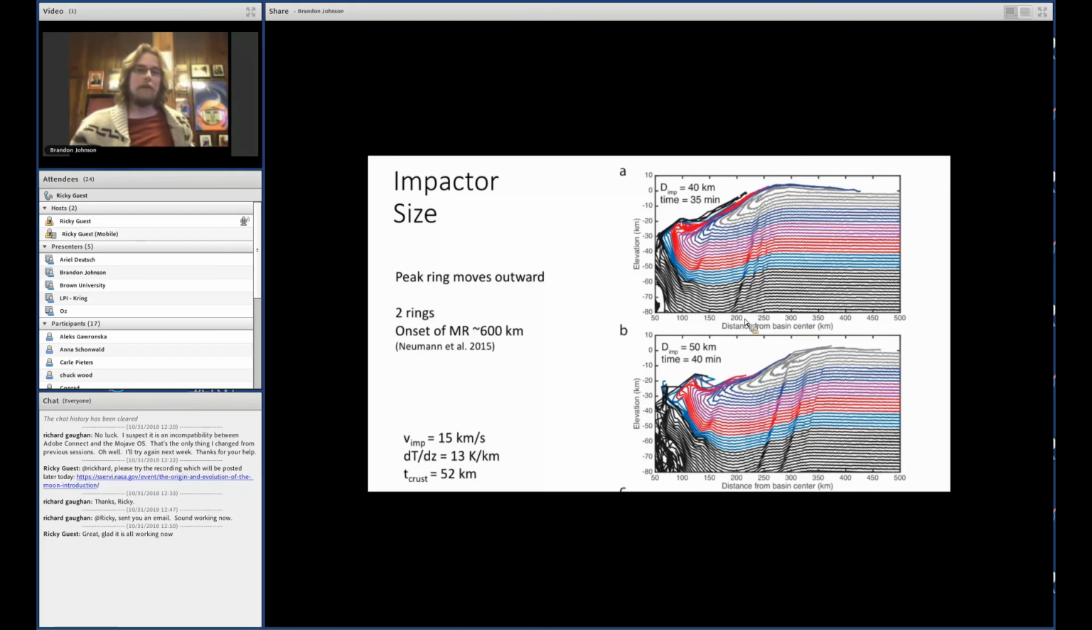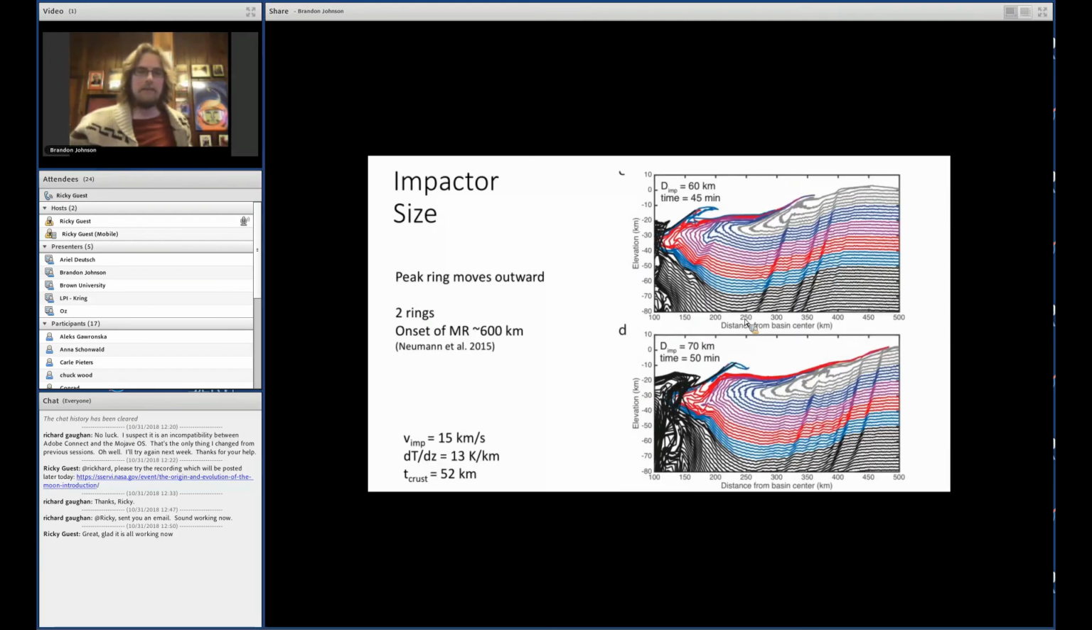But what we see in the top frame is a 40-kilometer diameter impactor, and we only get one kind of ring forming, and that's right at the rim of the crater. So this is not a multiring basin, this is just a peak ring basin. But if we go up to the 50-kilometer diameter impactor, we start to see more than one ring fault here, and that's actually consistent with where we expect the onset of multiring basin formation to be. The smallest multiring basins on the Moon are about 600 kilometers in diameter. So that is a nice thing, that our models that give us multiring basins also have this transition from peak ring to multiring basins with size.